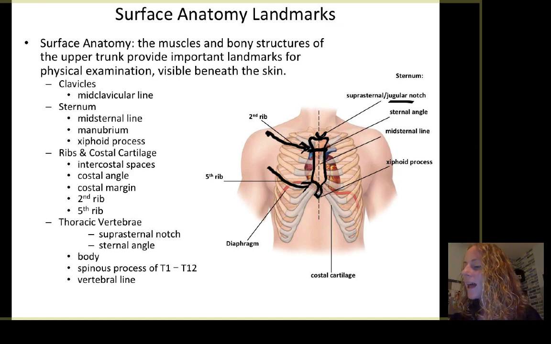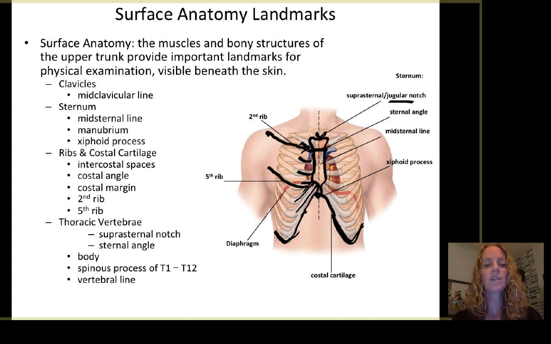The ribs attach to the sternum by the costal cartilage. The costal cartilage at the base of the thoracic cage forms an angle, which is the costal angle. And the entire border of the ribs, including the costal cartilage, where the rib cage meets the abdominal region, is the costal margin.